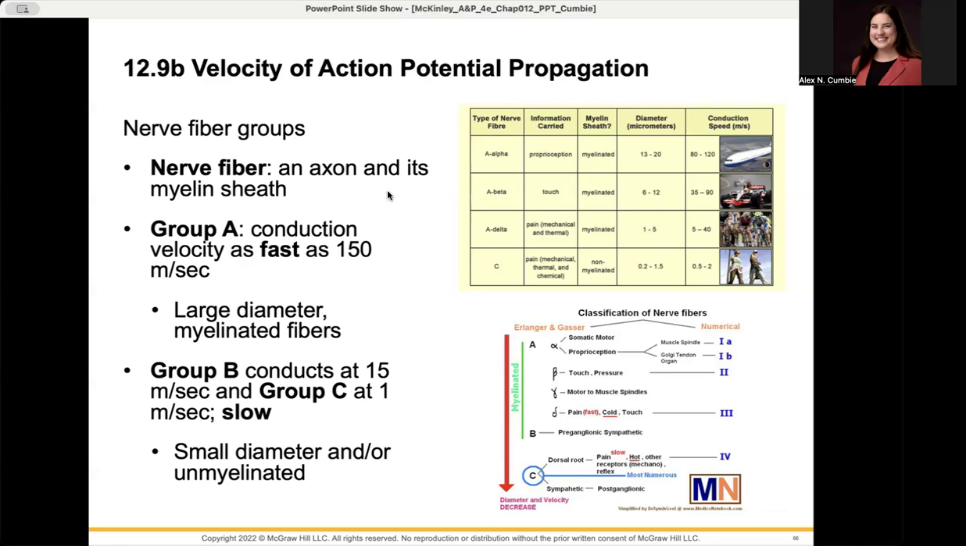So this is just showing, as an added thing, that not only can we do the saltatory conduction with that myelination where we have it jumping from node to node, but depending on how thick the sheath is for the myelin, it can also make the signal move a lot faster and more straight. Again, Group A being the fastest, Group B being in the middle, and Group C being the slowest because there is no myelin present.